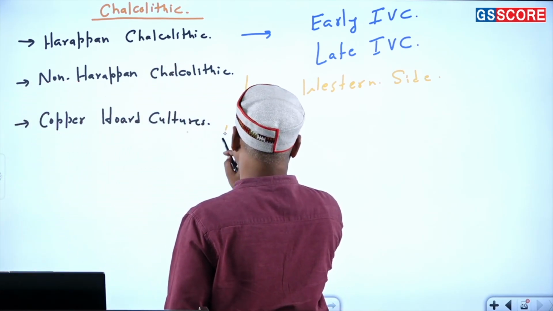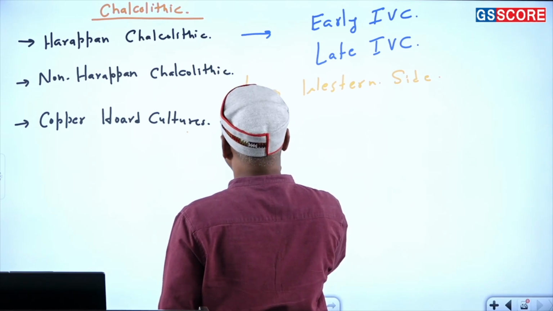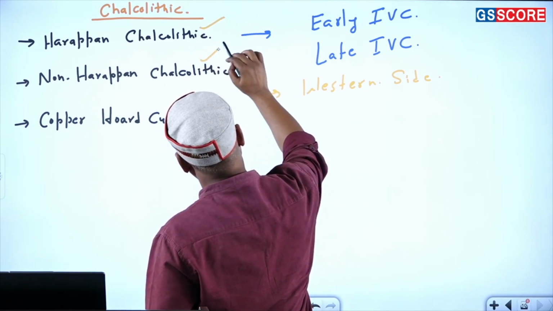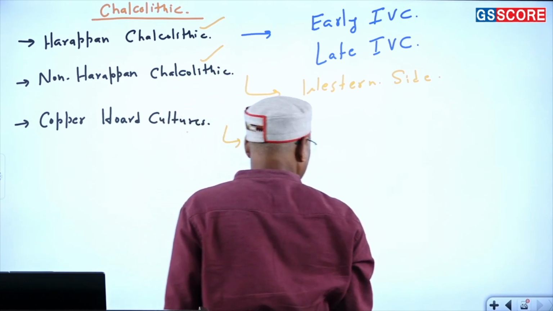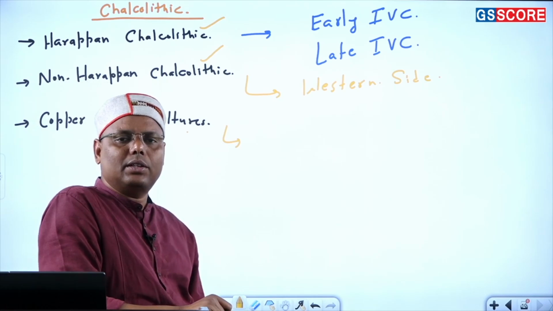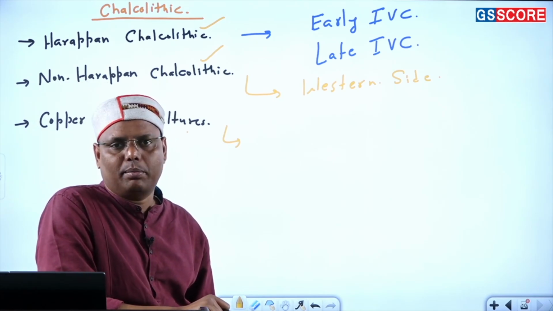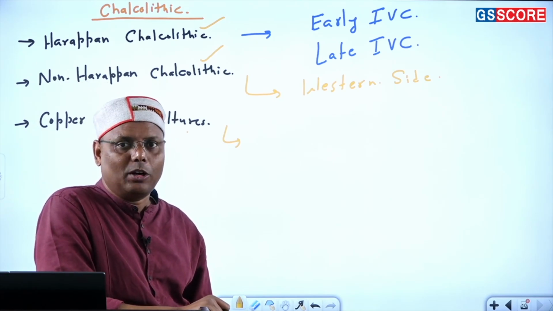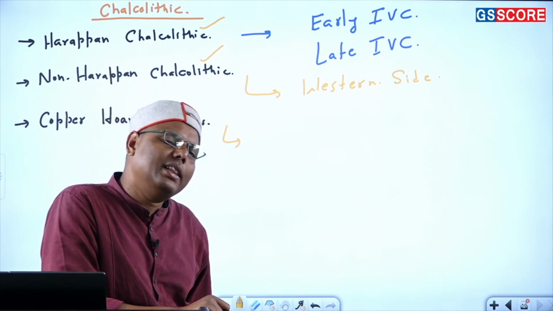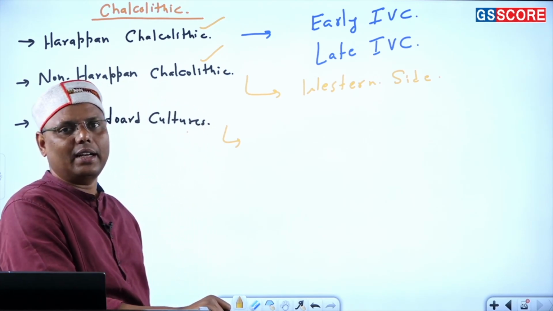On the other hand, when it comes to copper hoard culture, understand this point. Either you talk about the Harappan chalcolithic or non-Harappan chalcolithic cultures, since they had a source of copper pretty close to them, that's how they were easily getting the copper. But that is not true for the cultures we see here. Now, in recent times, there is a new idea that has been put forward.